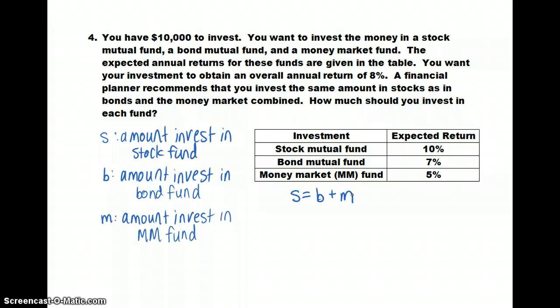It says that I have $10,000 to invest. That means that the total I invest in each of these funds needs to equal $10,000. So there's my second equation. All right, I add each of the amounts that I invest up. So S plus B plus M. And that has to equal the total amount that I'm going to invest, which is $10,000.